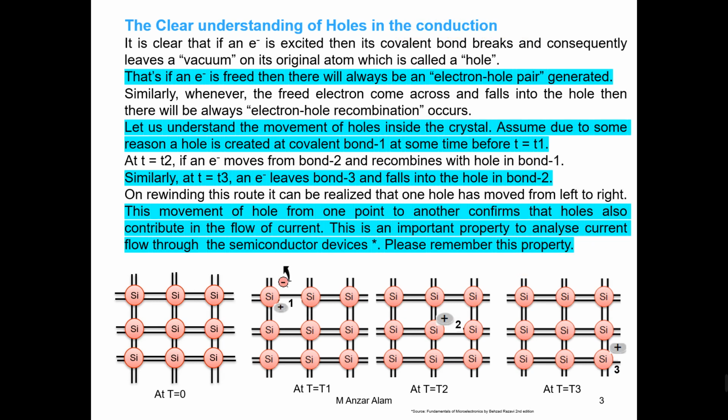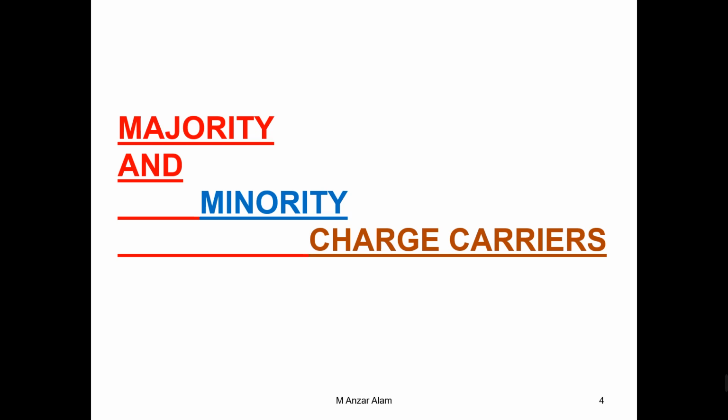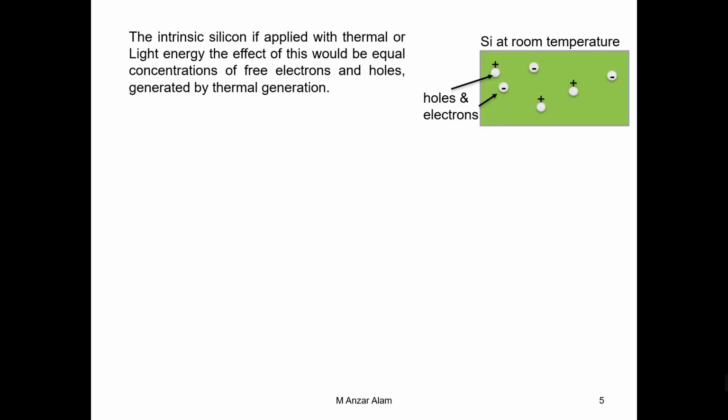We already know that electrons are responsible for the flow of current, but now we have seen the holes are also responsible for the contribution of the current. Okay, but of course the flow of the current due to holes is very small. Some more topics: majority and minority charge carriers. So we have to understand very clearly majority and minority charge carriers. So the intrinsic silicon, if applied with thermal or light energy, the effect would be equal concentration of free electrons and holes generated by thermal energy. Yes, we already have discussed.